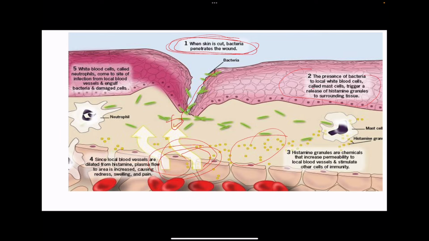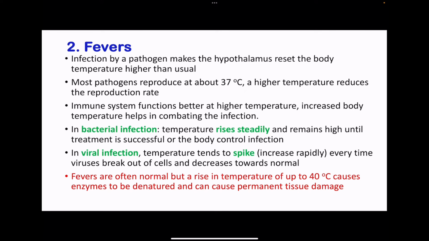The increased flow of blood is going to cause swelling, pain, as well as redness. And finally, the white blood cells, which are the neutrophils, are going to participate in phagocytosis in order to remove the threat, or in order to remove the pathogens. Next, we move to fevers.